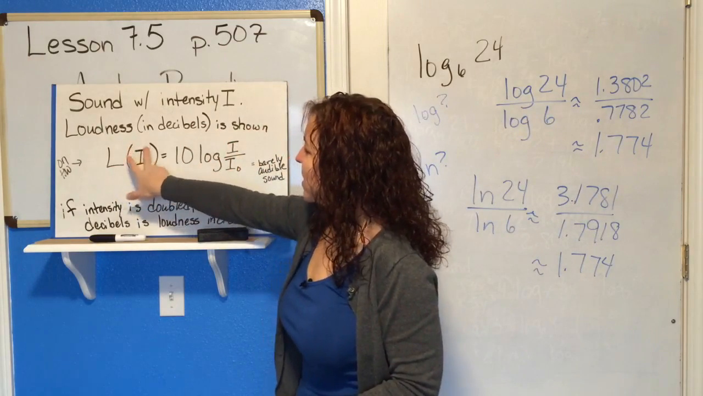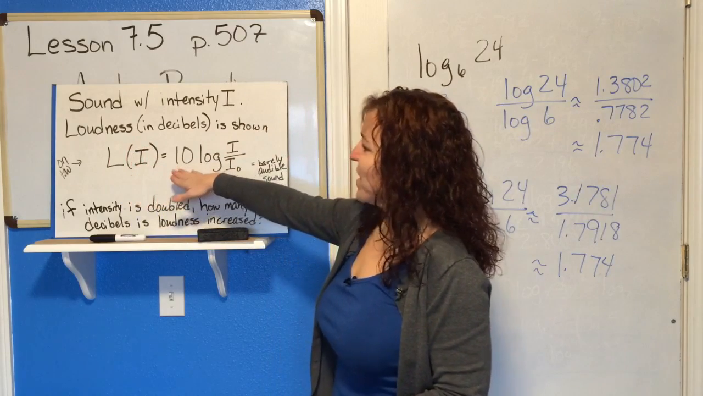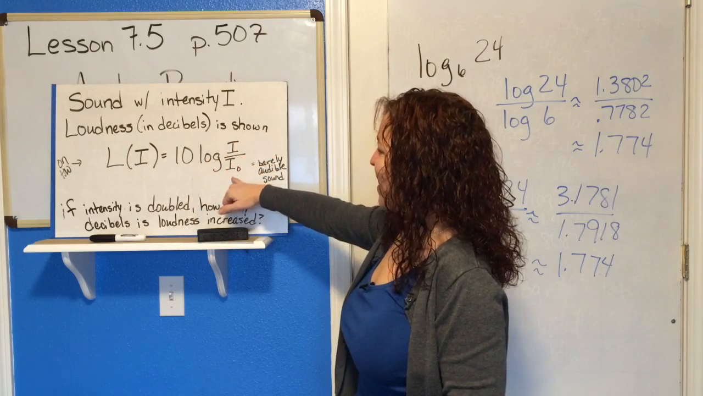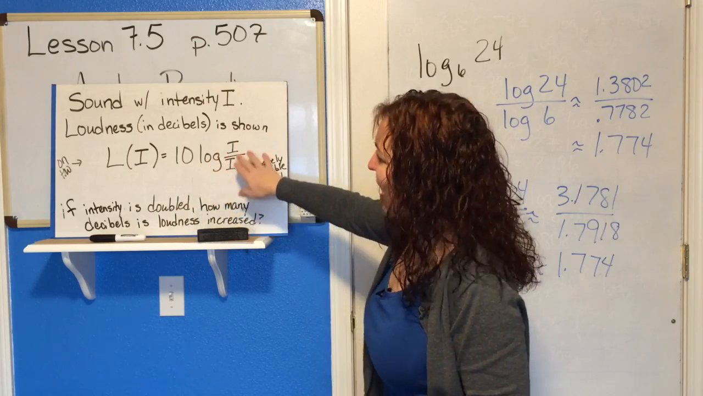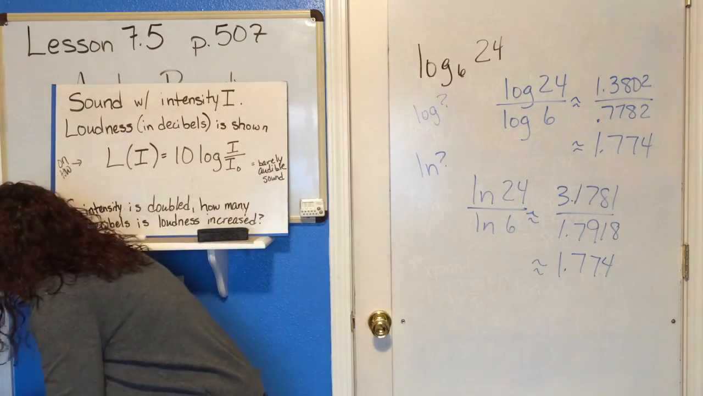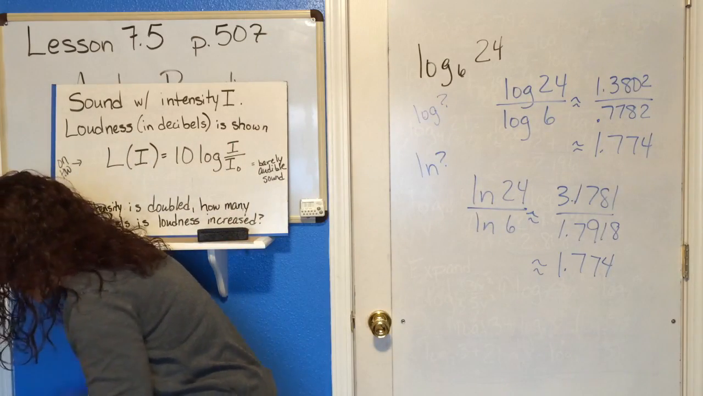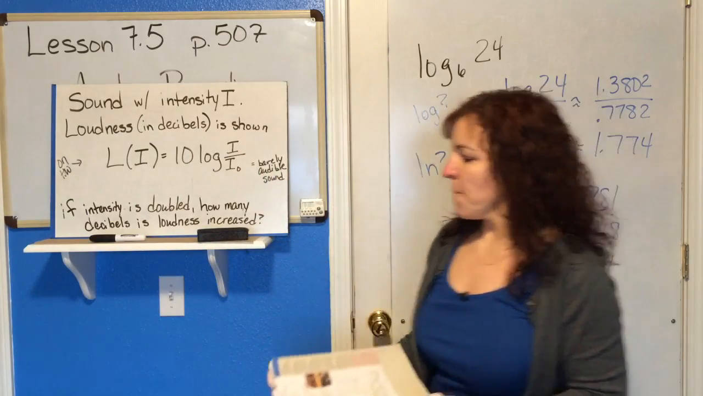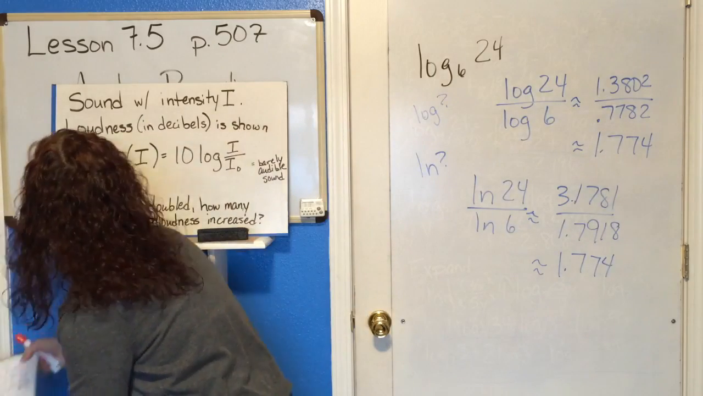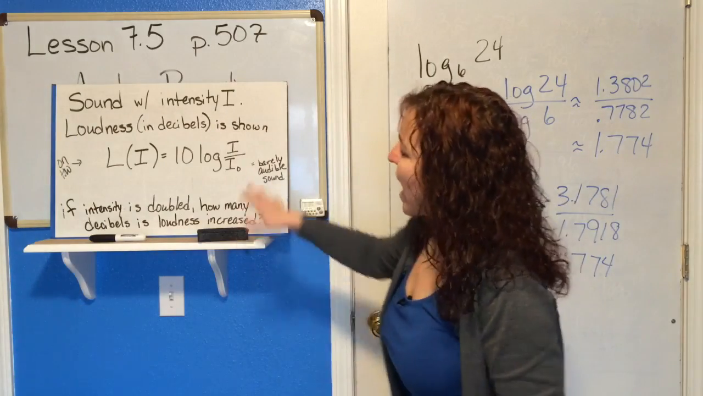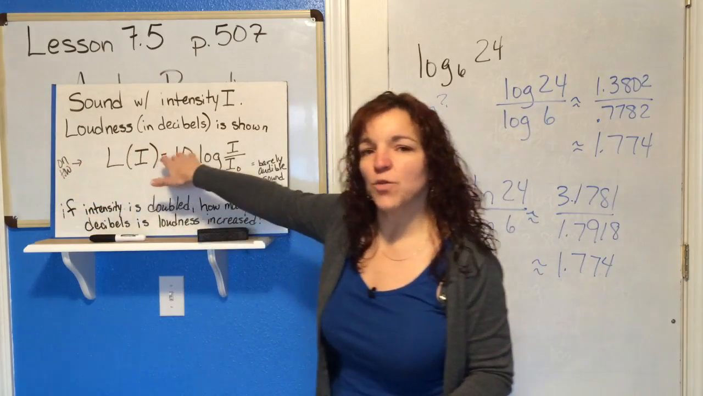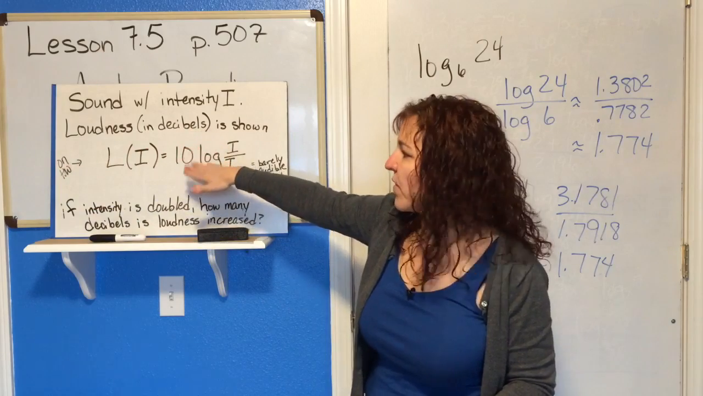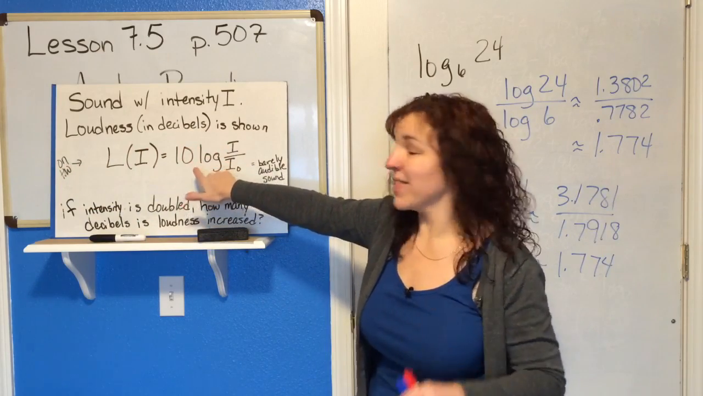So the loudness of a certain intensity is shown by 10 times the log of the intensity divided by the initial intensity. This is a formula for sound. I put this note to myself also: you're going to need this formula on the word problems I give you in the homework. So this is the formula that you'll use. Make sure to write this down.